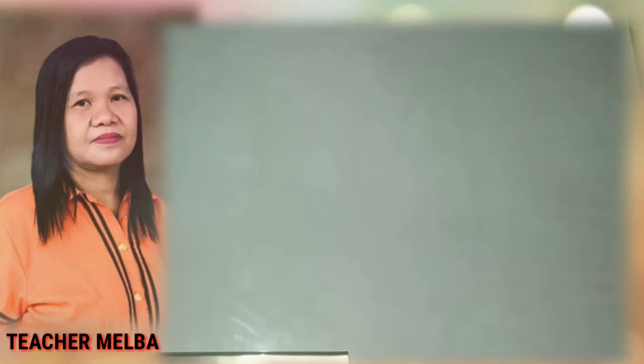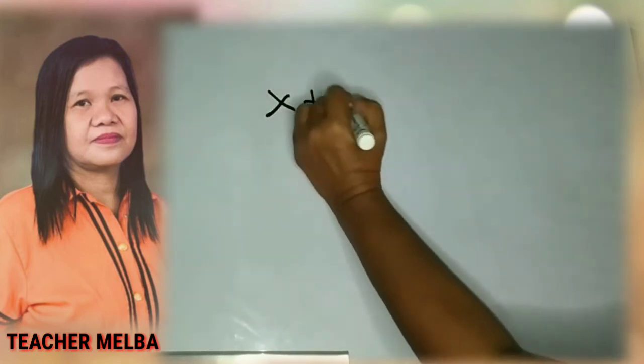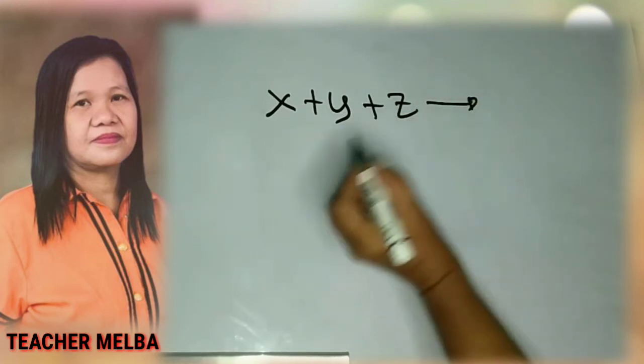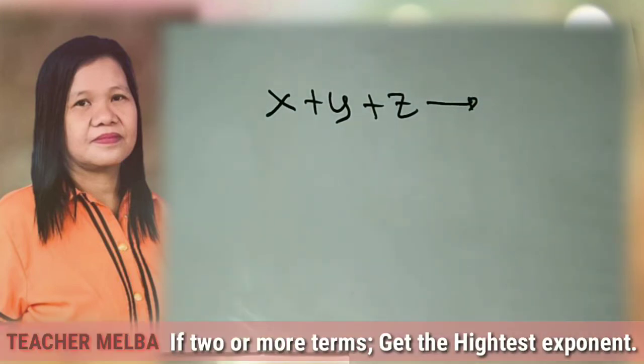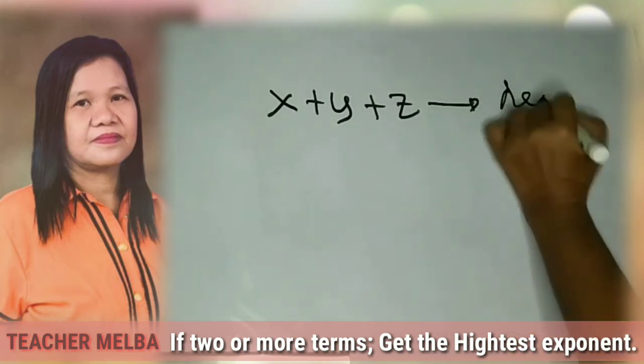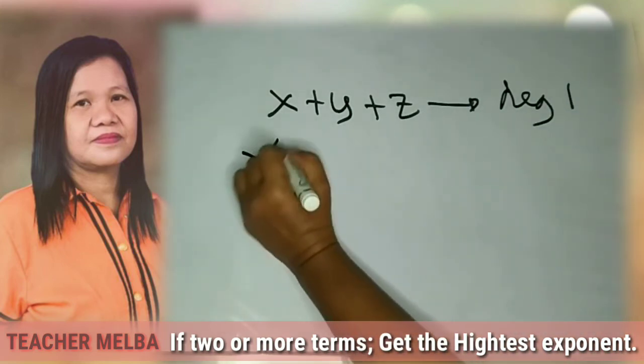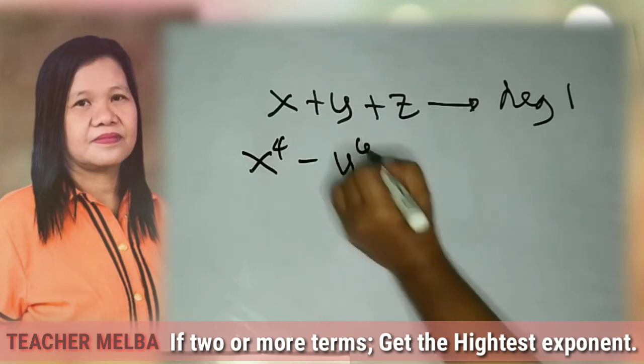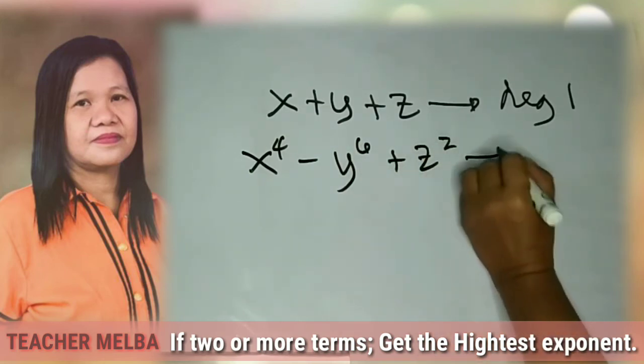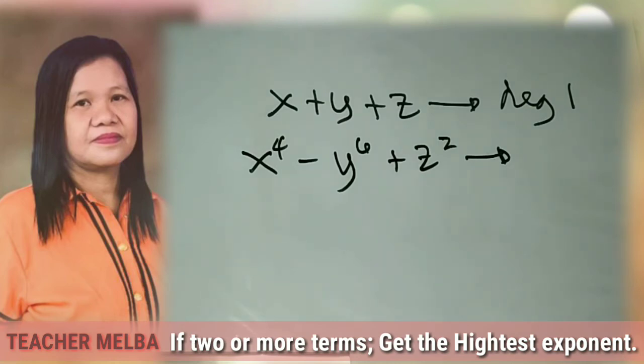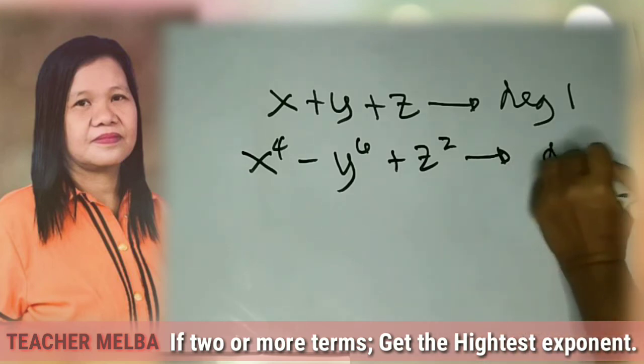How about 2 or more terms? Let's say for example, x plus y plus z. So if 2 or more terms, we will get the highest exponent of the given terms. So for this case, x raised to the first power, y raised to the first power, and z raised to the first power. So it has a degree of 1. Degree 1. How about if, let's say, you have x raised to the fourth minus y raised to the sixth plus z squared. So as what I have said, if 2 or more terms, we will get the highest exponent. So for this case, it has a degree of 6.